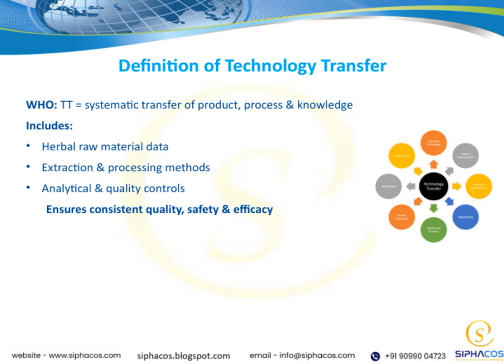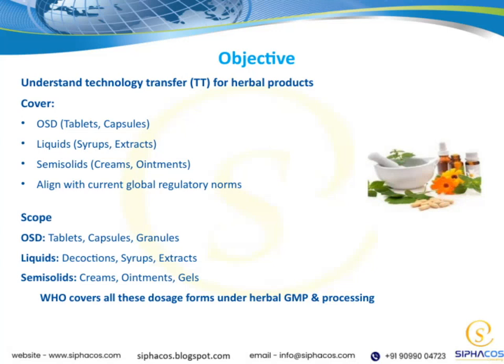So, in summary, technology transfer is about sharing all the essential knowledge and methods to produce herbal products reliably and safely, supporting the overall goal of delivering high-quality herbal medicines. Today, I will walk you through the objective of understanding technology transfer, or TT, specifically for herbal products. We'll be covering different dosage forms, including oral solid dosage forms like tablets and capsules, as well as liquids such as syrups and extracts, and semi-solids like creams and ointments.